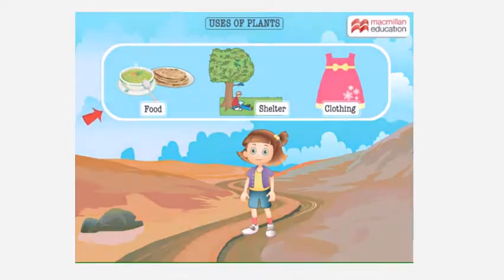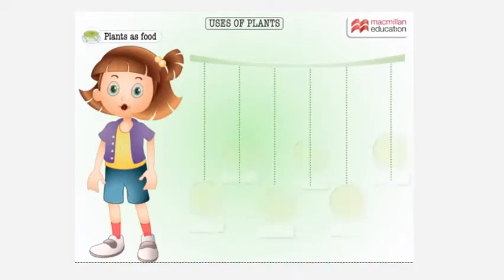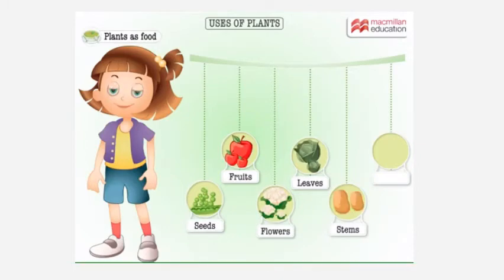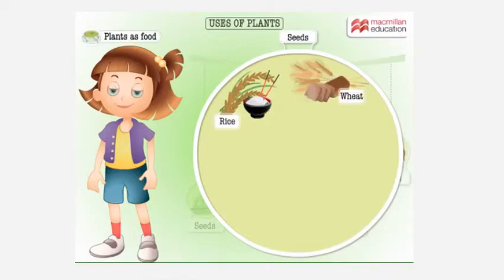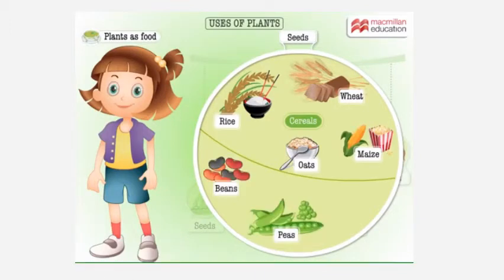Hard to believe? We eat different parts of plants. Take a look at this. We eat seeds, fruits, flowers, leaves, stems, and roots of different plants. Cereals and pulses are seeds. Rice, wheat, oats, maize are cereals. Beans, peas, and gram are pulses.